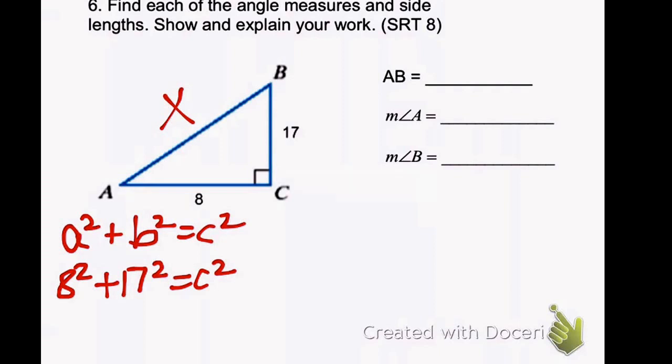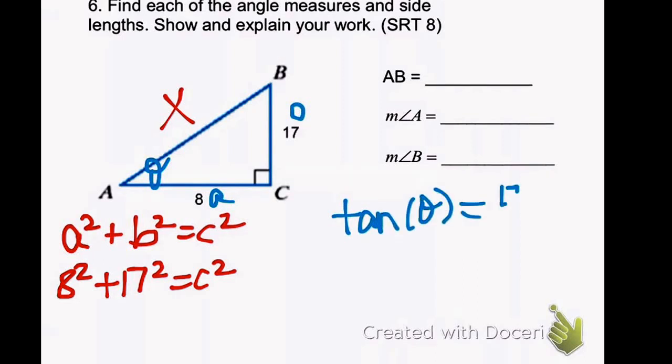Next, I want to find the value of angle A. So if I put theta on angle A, that would tell me that I want to use my opposite side and adjacent side. So that would be tangent. So I say tangent theta equals opposite, which is 17, over adjacent, which is 8. Remember, when you're doing that, you need to press shift. So use your calculator to find angle A.